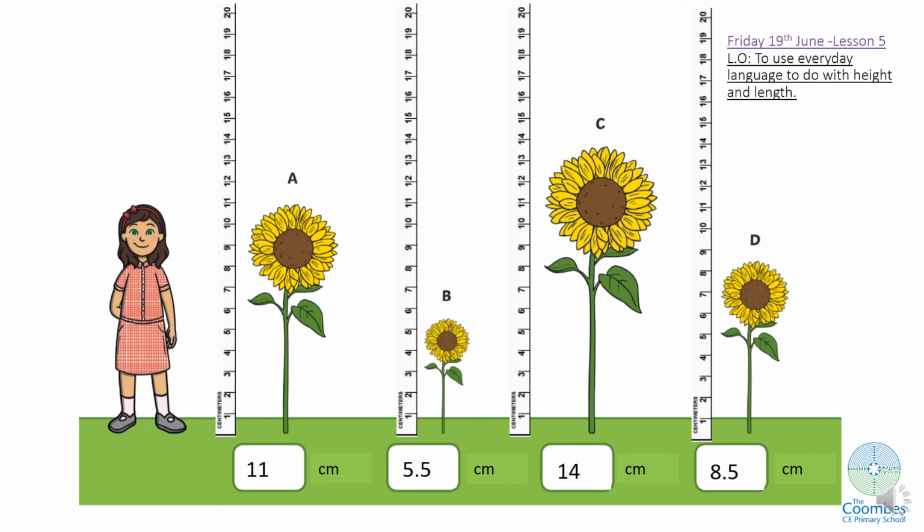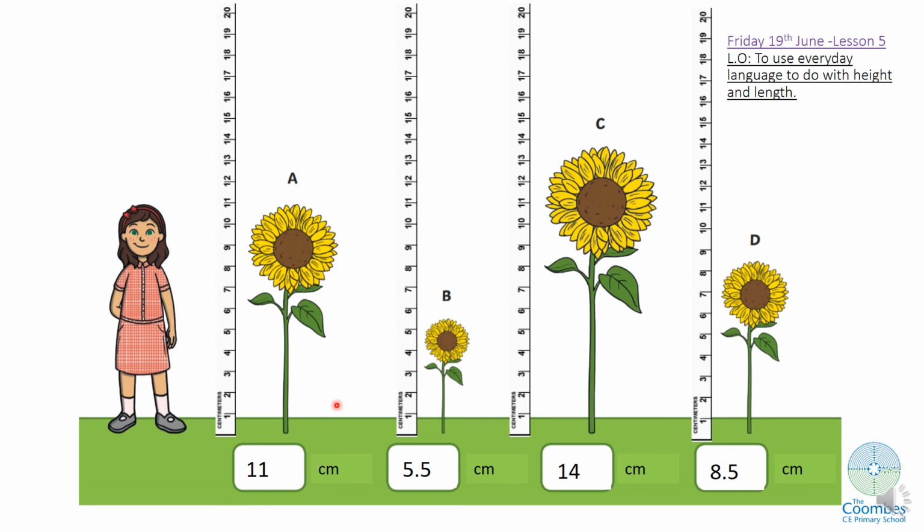Then, so I've popped the answers in here. If you don't want to see them, just pause the video and rewind so you've got a bit more time. So let's have a look at the first one then. So we've got A over here. Let's have a look. The top of it here is at the top of the sunflower. I'm going to go across and it is 11 centimetres long.